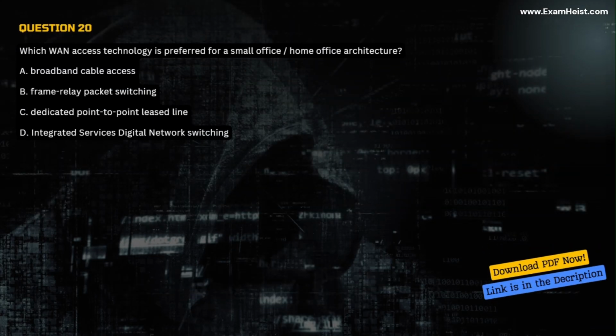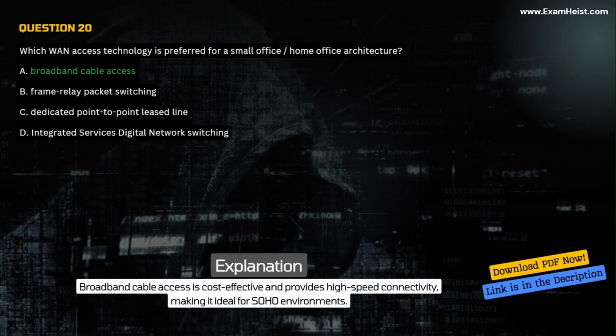Question 20. Which WAN access technology is preferred for a small office/home office architecture? A. Broadband cable access. B. Frame relay packet switching. C. Dedicated point-to-point leased line. D. Integrated Services Digital Network switching. Correct answer A. Broadband cable access. Explanation. Broadband cable access is cost-effective and provides high-speed connectivity, making it ideal for SOHO environments.